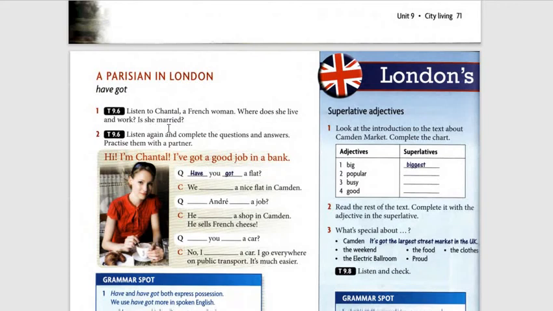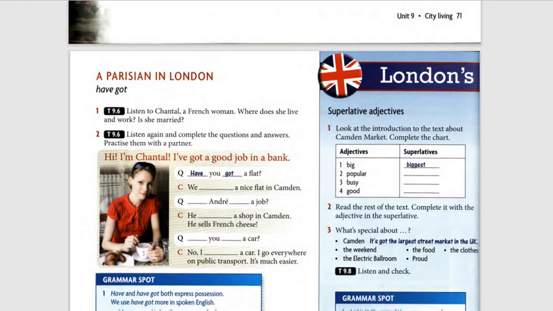So we have to listen to this tape script, and this tape script is for the two activities or the two exercises. This is a conversation, and we have to check the tape script for both of these two exercises. Yes, let's listen please.